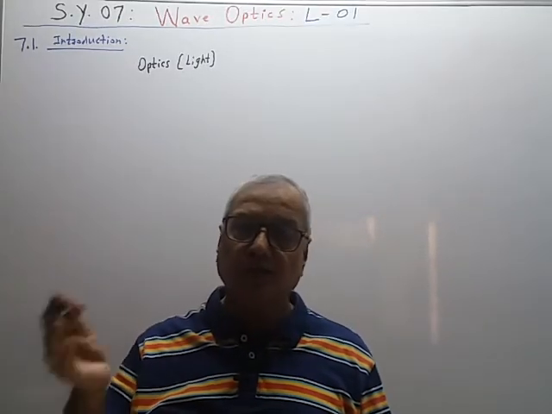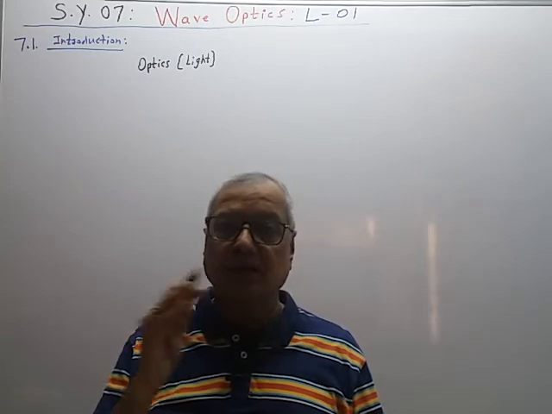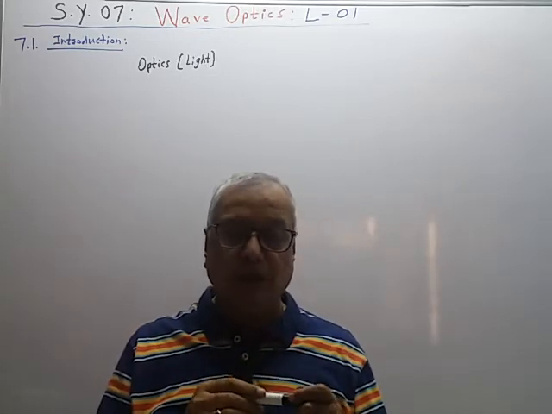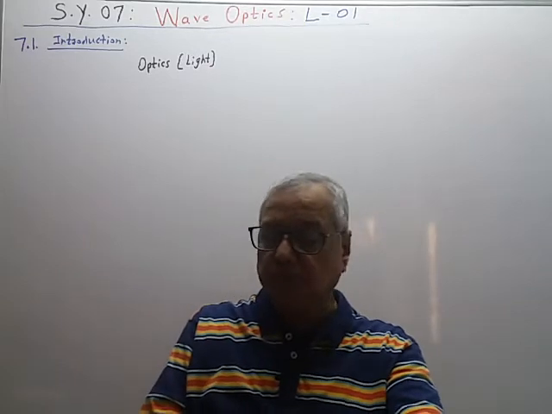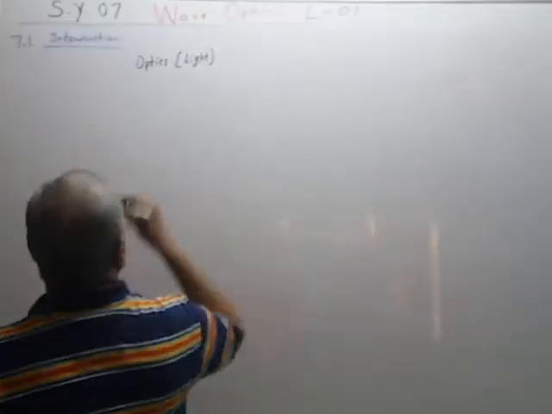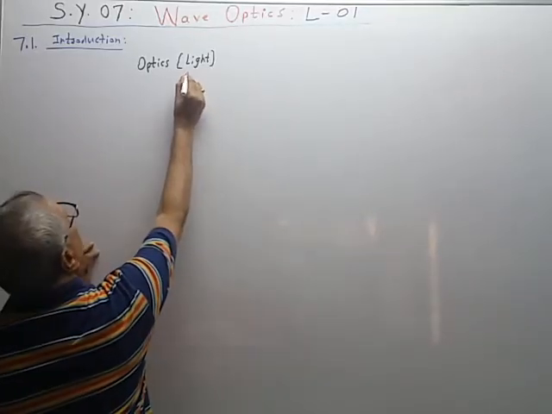Acoustic is another name for sound section. Optics is another name for light section. So this optics is divided into two parts.